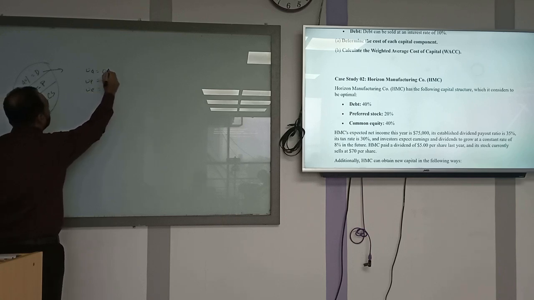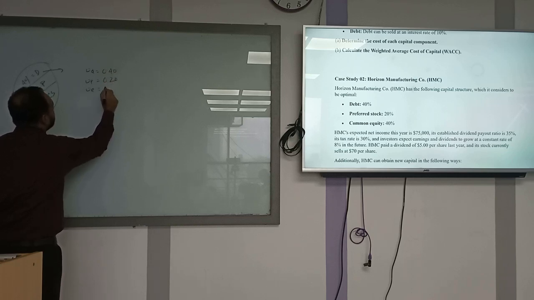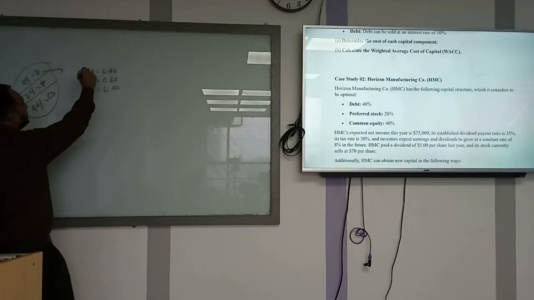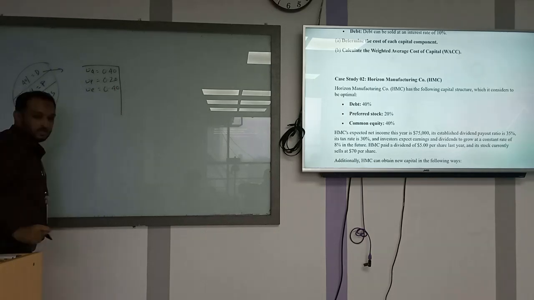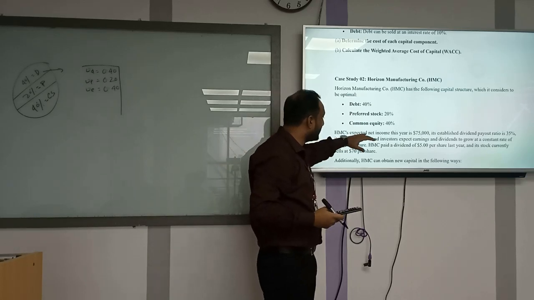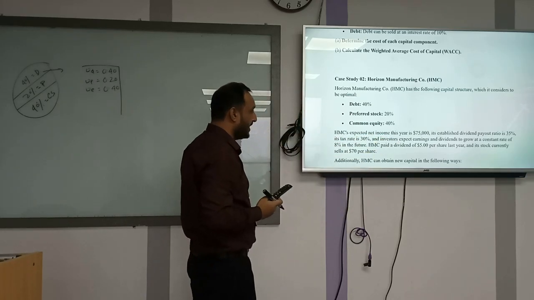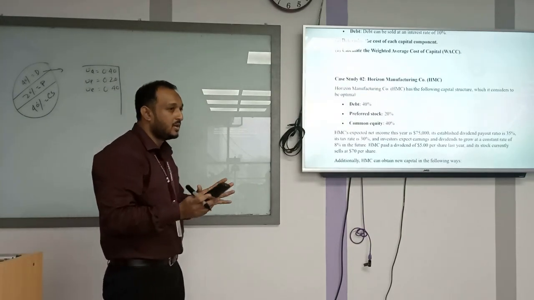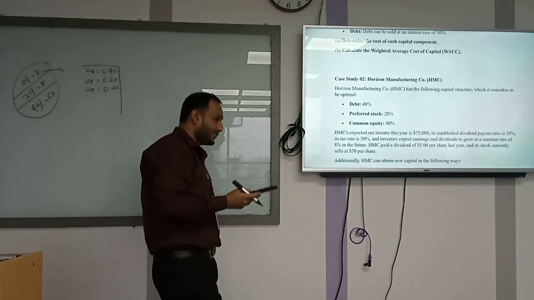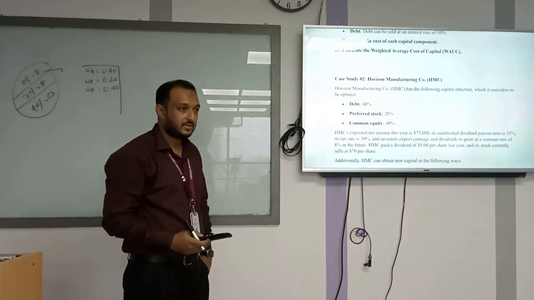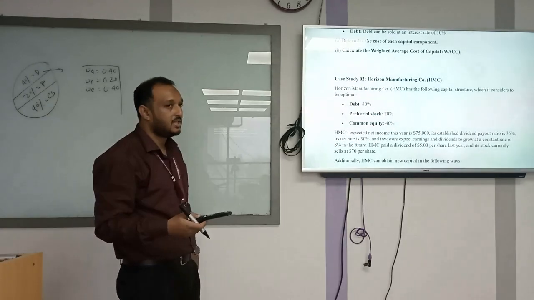So this is 0.40, this is 0.20, and this is 0.40. Then this company's expected net income this year is 75,000. The established dividend payout ratio is 35% again. So these two pieces of information, net income and the payout ratio, will not be useful for our calculation. They are just to give you an idea of the company.